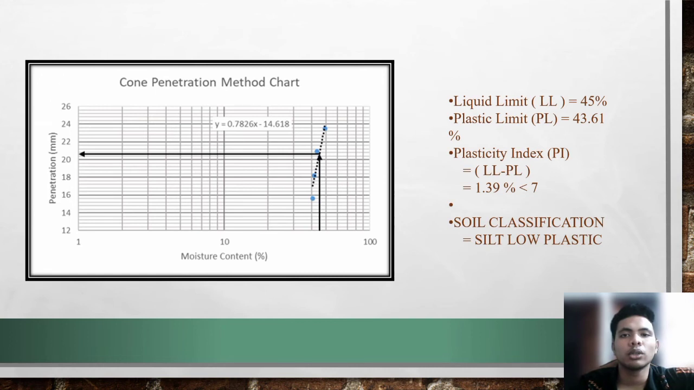In order to find the plasticity index, we have to draw a line in the cone penetration method chart in the graph that's shown in the slide. So the liquid limit is 45 and the plastic limit is 43.61%. Plasticity index is liquid limit minus plastic limit, so we get 1.39%. So the soil classification is low plastic. That's all for me. Thank you.